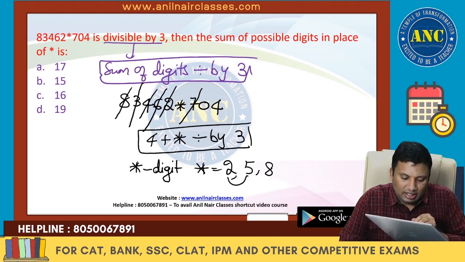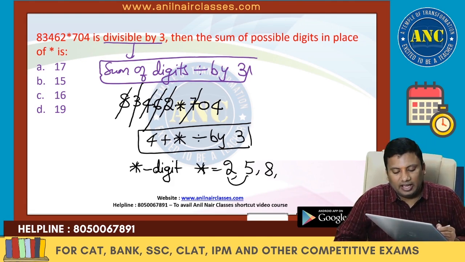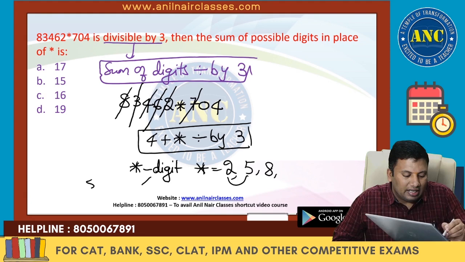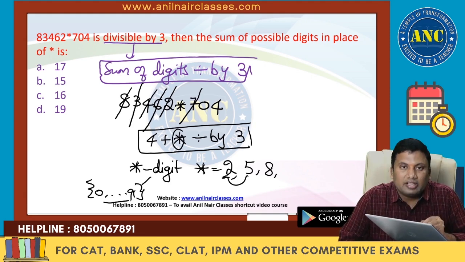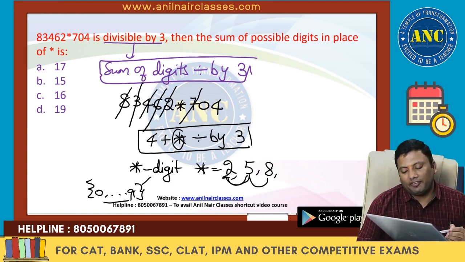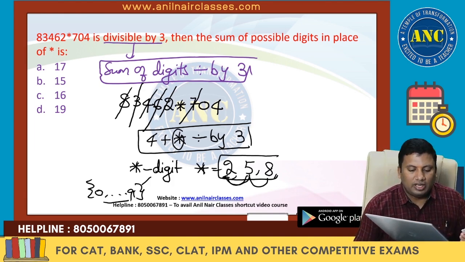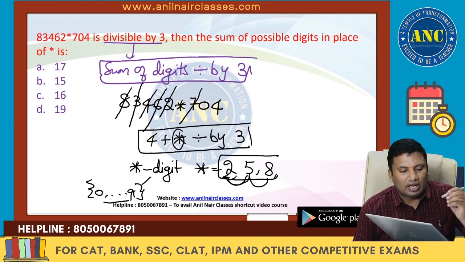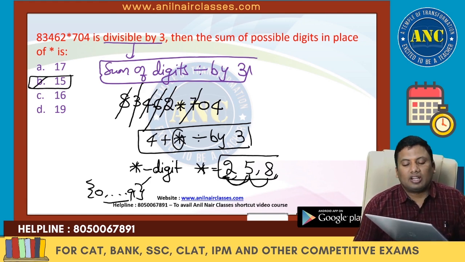Then keep on adding. Star can take 8. 2 plus 5 plus 8. Star is nothing but a digit. It can take any value from 0 to 9. The lowest value star can take is 2. Every time add 3 to it. 2 plus 3, 5. 5 plus 3, 8. 8 plus 5, 13. 13 plus 2 is nothing but 15. First one, answer is nothing but 15.